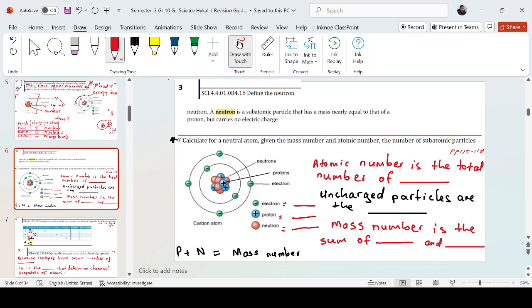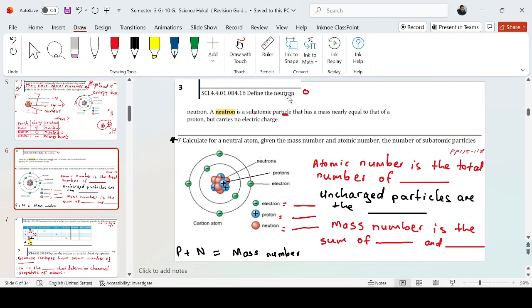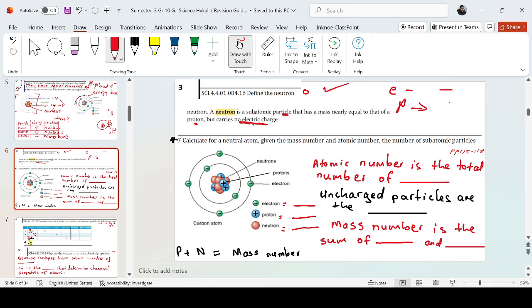Question number 3. Define a neutron. So neutron, from 0 charge. When we say subatomic particle, it means a small piece of an atom. So this neutron has a mass equivalent to that of a proton, but its charge is 0. So it has no charge. Electron, remember, is negative, minus. Proton is positive, or plus.